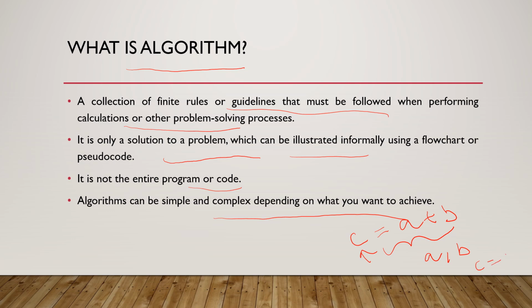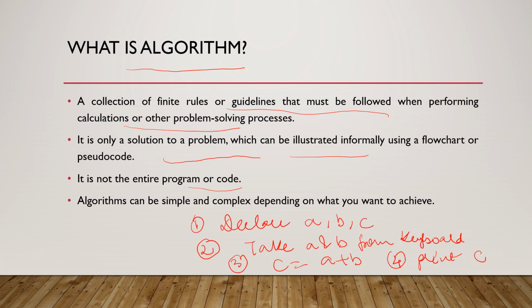Then we will do the addition: c equals a plus b, we will do the sum and store it in c, and finally we will print c. So these are the four steps, we can say, in order to add two numbers. So this is an example of an algorithm where we have done addition of two numbers, a plus b.